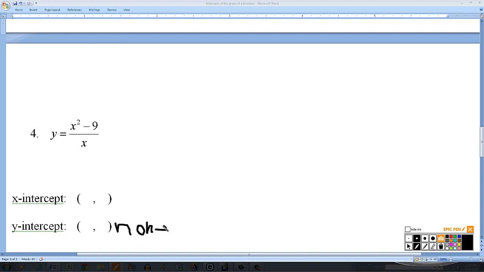Okay, so a function can have one y-intercept or no y-intercept. You can't have more than one. So it's either 1 or none. In this case, it's none. Now, for the y has to be 0, notice I just used a y instead of f of x or g of x. It's the same thing. So I want to know, when is this 0?